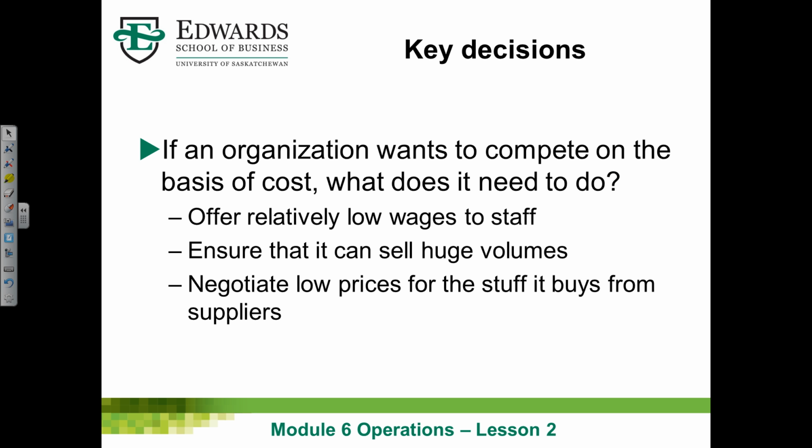Now, if your organization wants to compete on the basis of cost, what does it need to do? Well, it may need to offer low wages to staff, because I doubt you want to pay really, really high wages, because that would destroy your profit margin. Number two, you want to be able to ensure that you can sell huge volumes. The ability to effectively compete on the basis of cost, in order to do that, you need to sell huge, huge volumes.